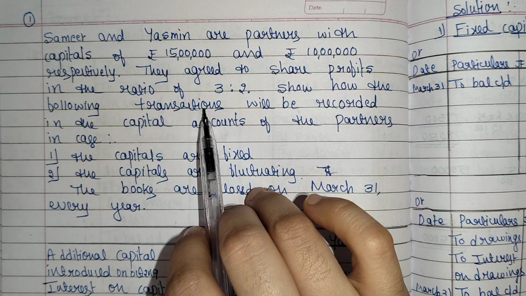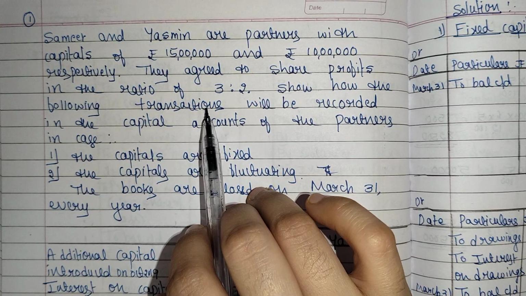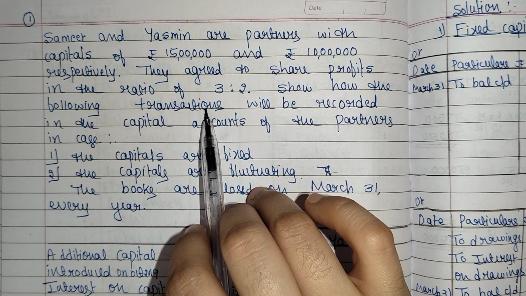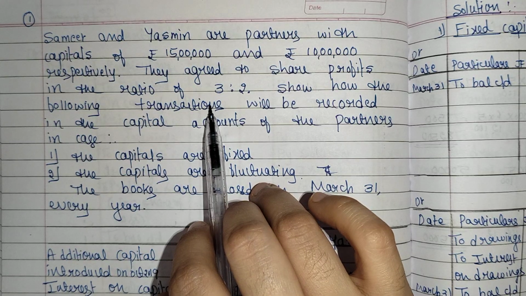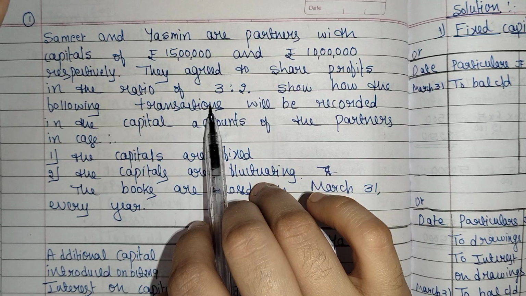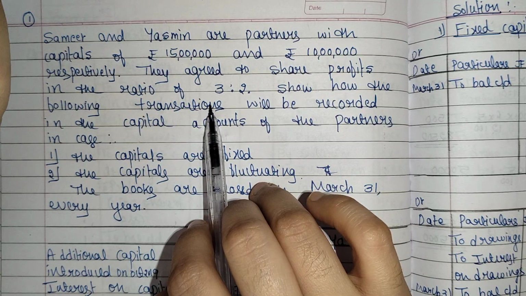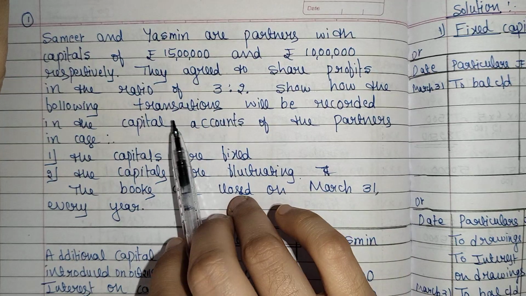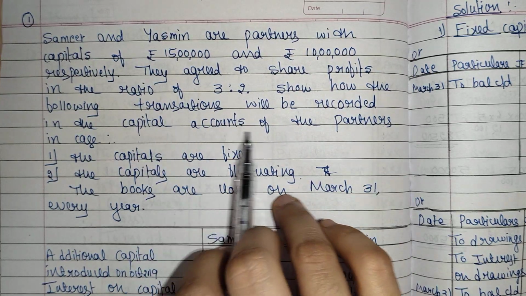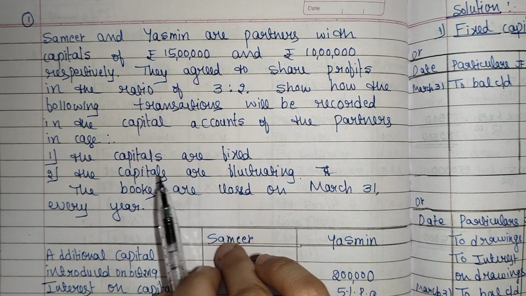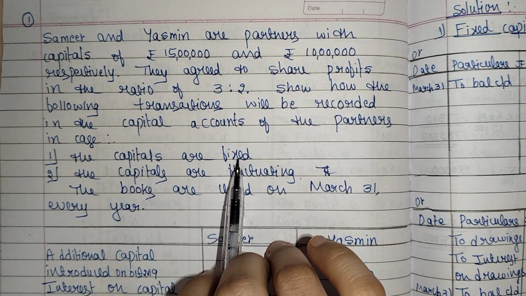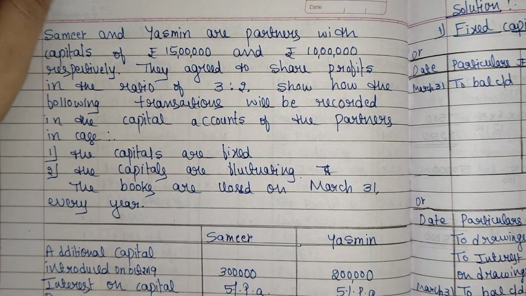So if there is no agreement to share the profit, what do we have to do? We need to follow the provisions of the Partnership Act 1932. I have already explained this in the last class. So if there is no agreement between the partners, we have to share the profits equally, meaning in the ratio of 1:1. Show how the following transactions will be recorded in the capital accounts of the partners in case the capitals are fixed and the capitals are fluctuating, meaning under the fixed capital method and fluctuating capital method.